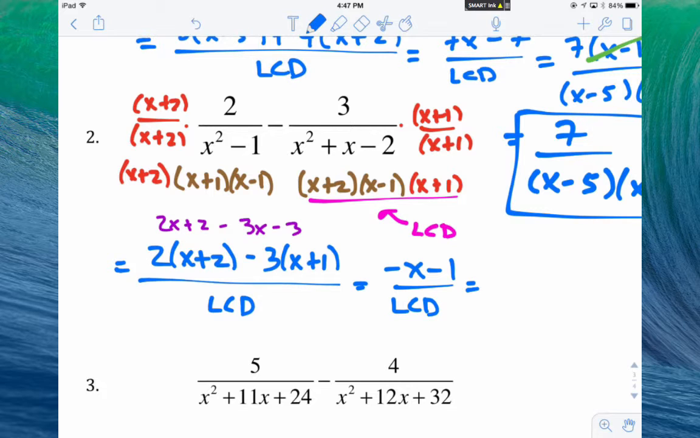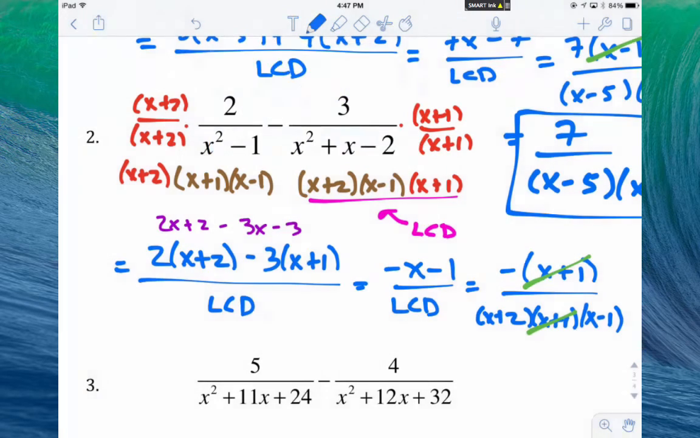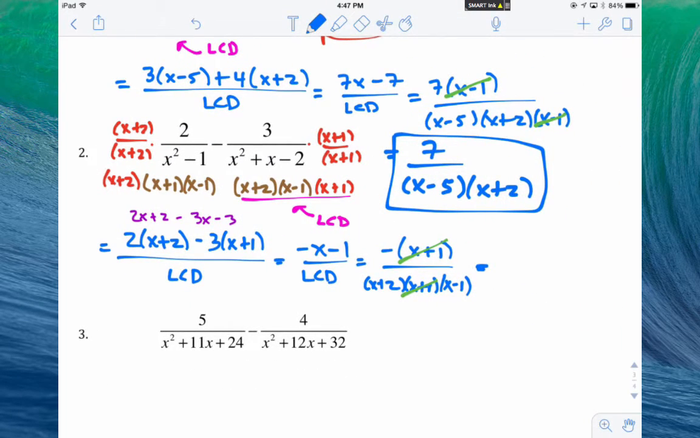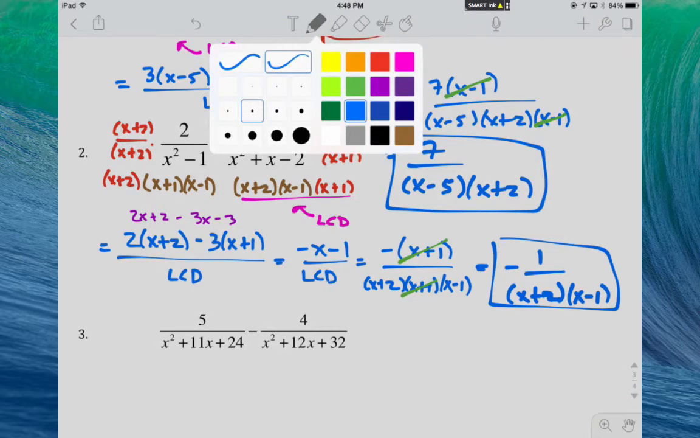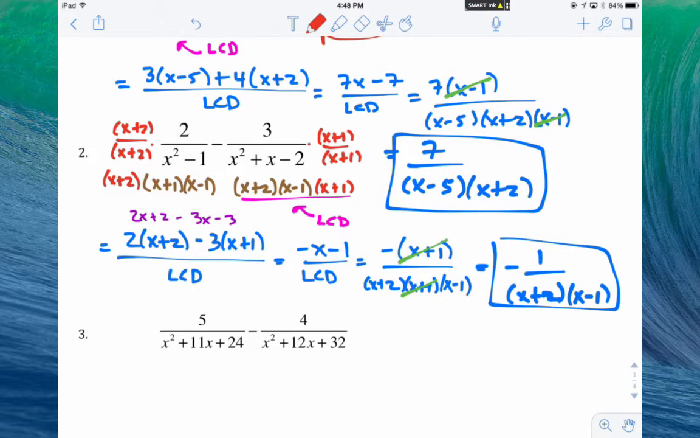If we factor out a negative 1 from that numerator, and we expand our common denominator, x plus 2 times x plus 1 times x minus 1, we see that, yes, there is a simplifying opportunity, and our final difference, the answer to this problem, will be negative 1 over x plus 2 times x minus 1. Again, I didn't put in our variable restrictions earlier. I should have. My apologies. Our variable restrictions are such that x cannot equal negative 2, 1, or negative 1.